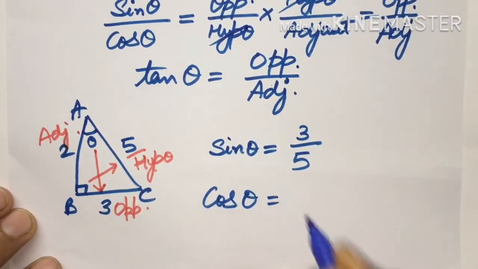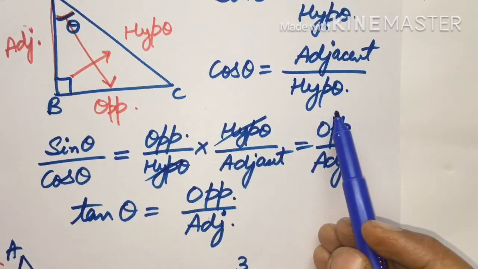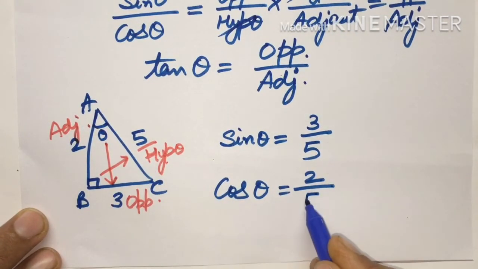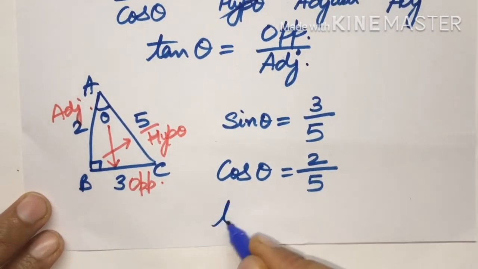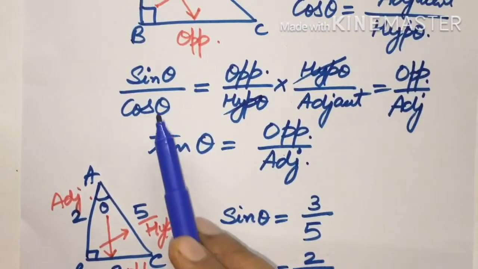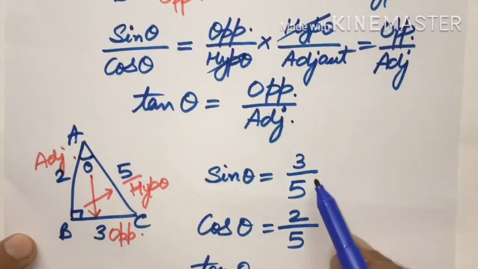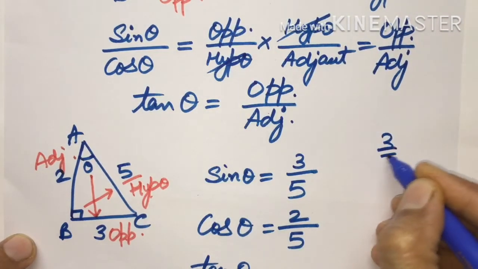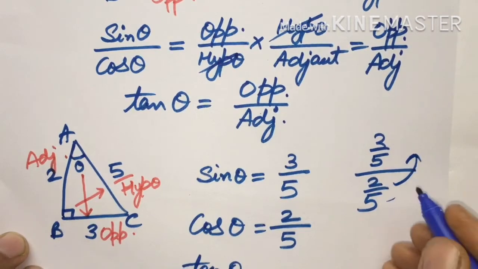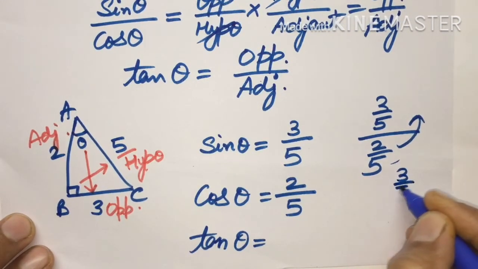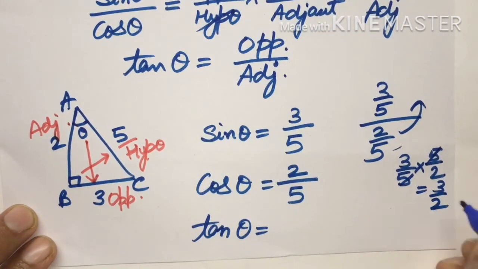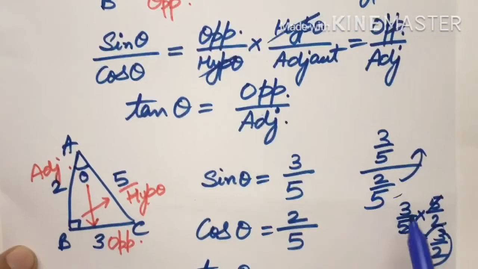If I want to find out cos theta, cos theta is adjacent upon hypotenuse. So adjacent value is 2, 2 upon hypotenuse, which is 5. And if I want to find out tangent theta, as you know, tangent theta is sine upon cos. So you can put values. Sine is 3 upon 5 and cos is 2 upon 5. If it goes upside, it will be reciprocal. So we can solve like this: 5 upon 2, 5 will cancel, 3 upon 2. So with this formula, the same value should come.